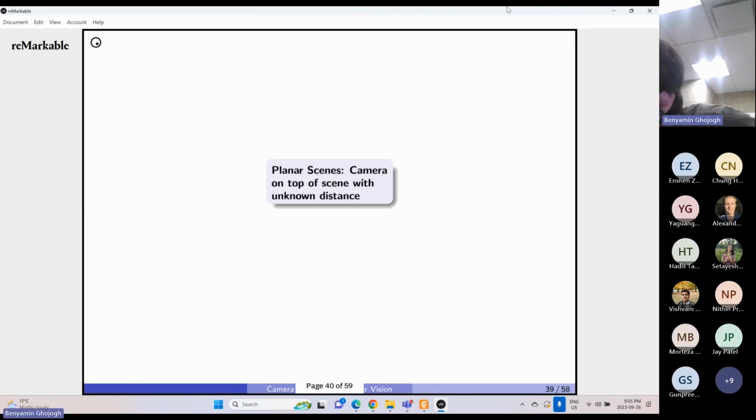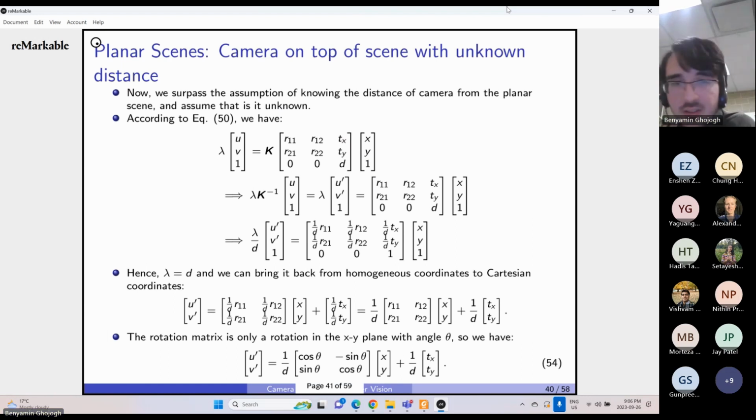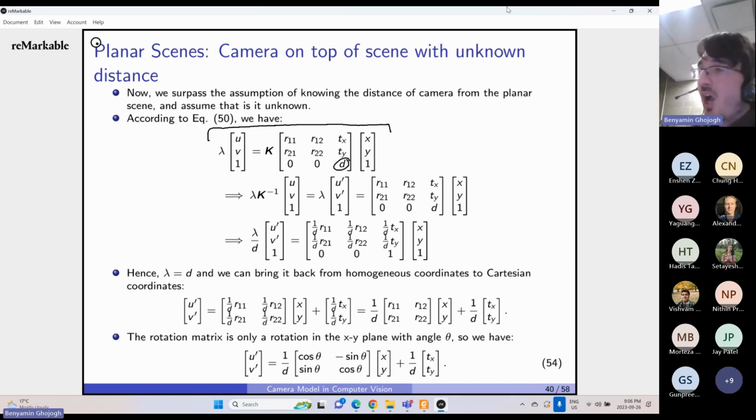Now, what if the distance or the height of the camera from the planar scene is not known? Let's relax that assumption. Let's go back to our famous mapping equation. This time my D is unknown, so I don't bring it inside K. Do you remember the last time I brought it inside K because K was known, also D was known. I wanted all the known things to become in one place. Now D is unknown, so I don't bring it inside K. Now this is not K prime anymore, this is K. But this K is still a pain in the neck. Let's get rid of that.